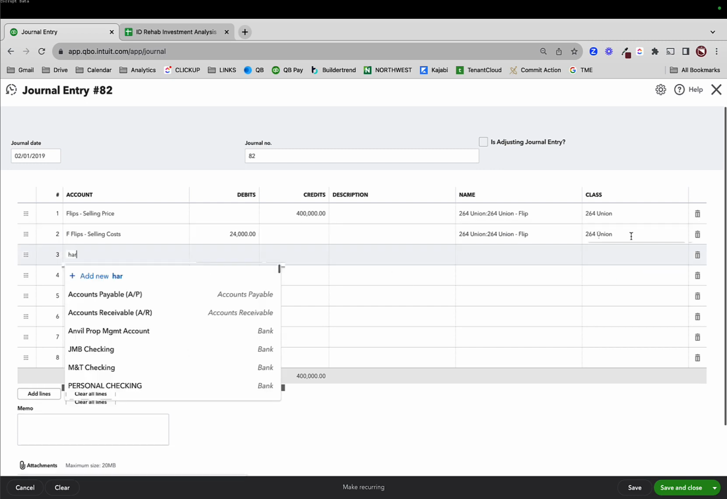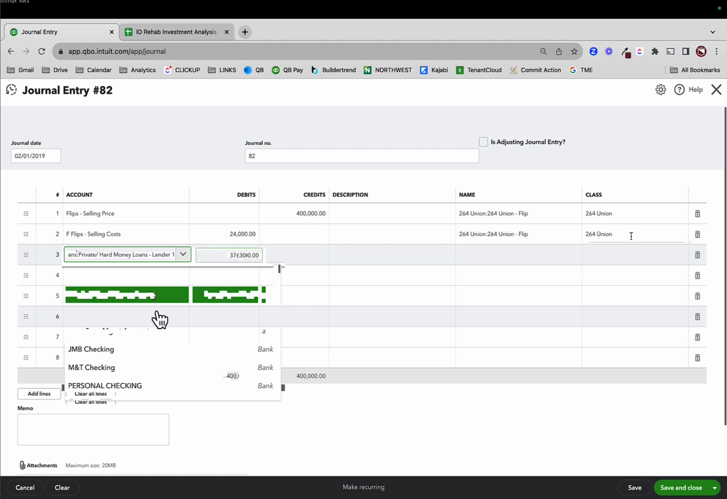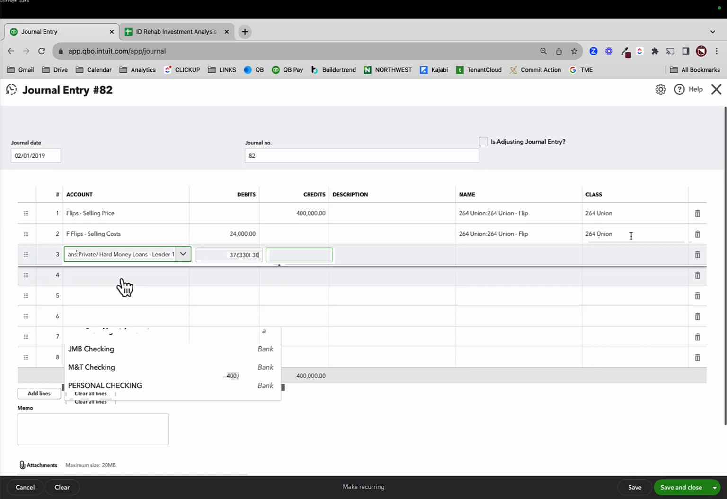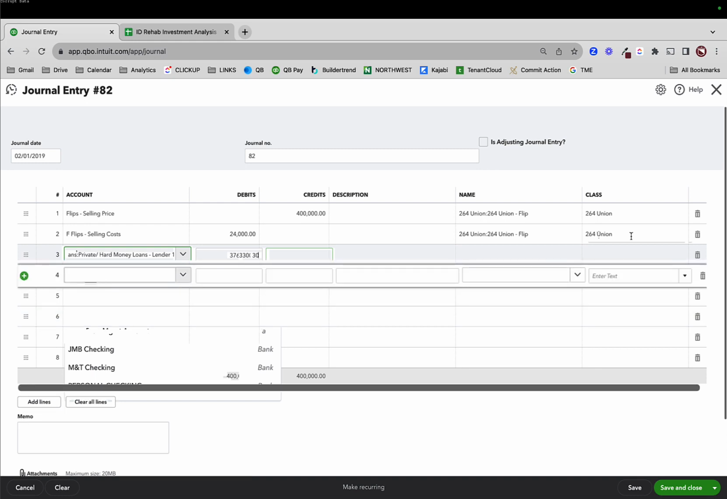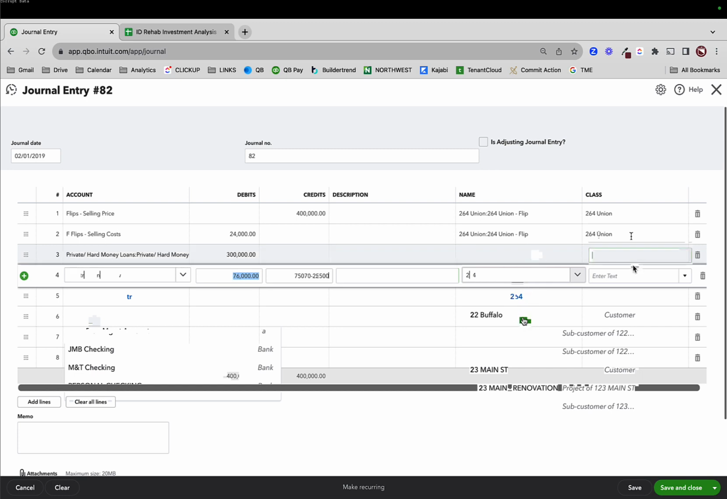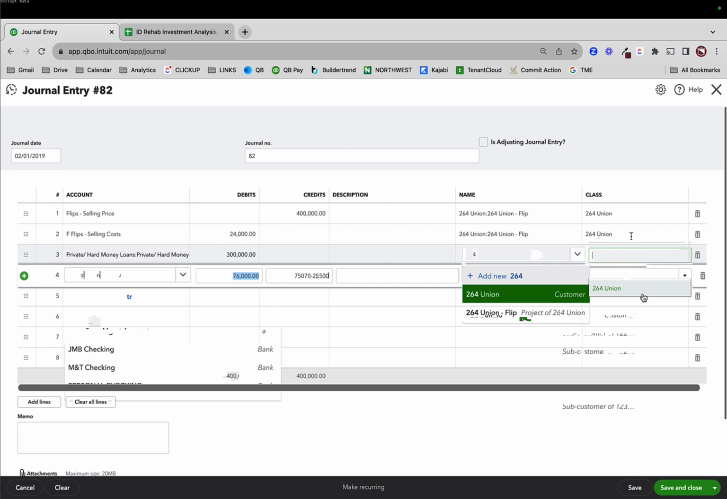Now I have that loan, that hard money loan needs to go to zero. Okay, so that hard money loan for private lender 1 needs to debit 300,000. But I had some money in my construction escrow. I kind of forget how much it was. I think it was 75 minus 22,500. I think I had 52,500. So I needed that to go to zero as well. Again, customer for the balance sheet transaction.